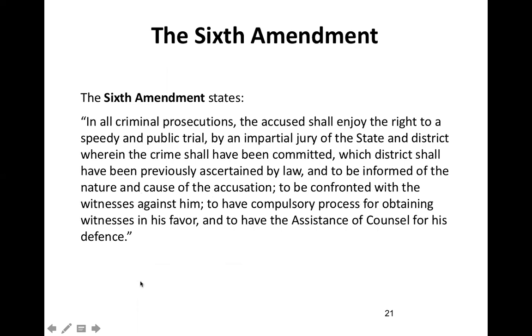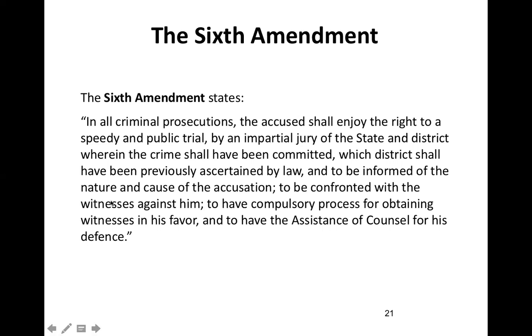Okay, so the Sixth Amendment. In all criminal prosecutions, the accused shall enjoy the right to a speedy and public trial by an impartial jury of the state and district where the crime has been committed, which district shall have been previously ascertained by law, and to be informed of the nature and the cause of the accusation, to be confronted with the witnesses against him, to have compulsory process for obtaining witnesses in his favor, and to have the assistance of counsel. A lot. So let's start.